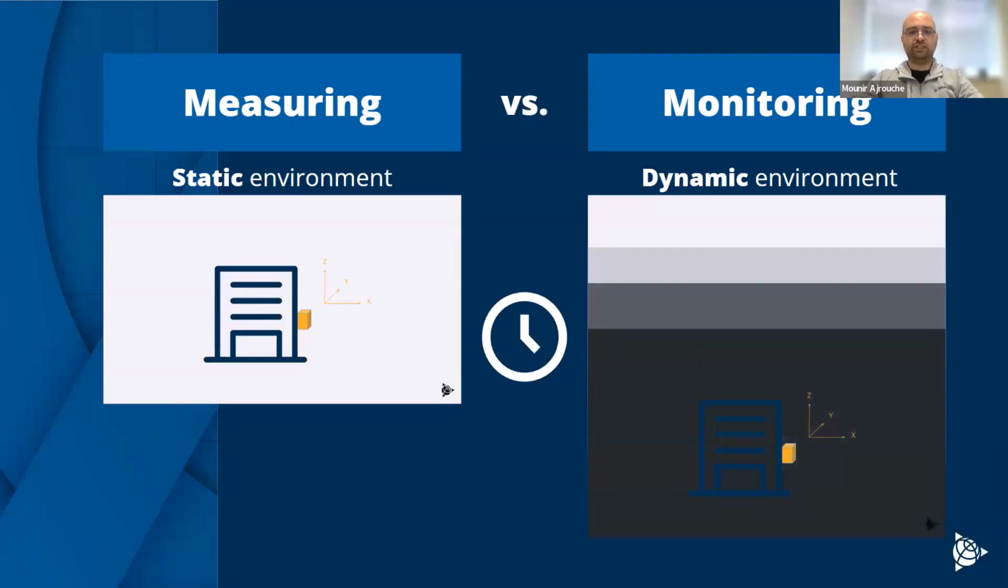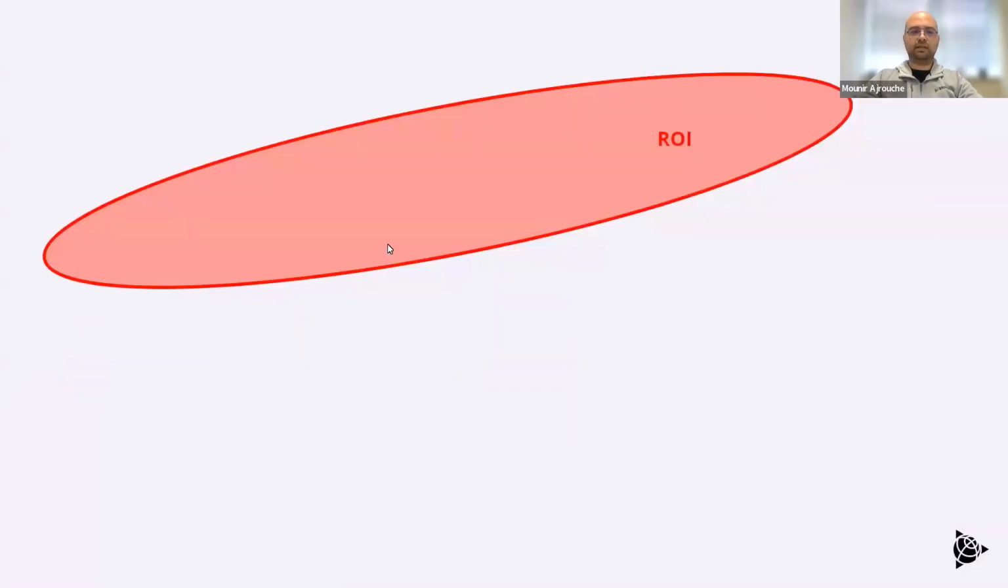The environment will be changing each time we make the observation because there will be some difference in some parameters like temperature and pressure. At the same time, as we talked about in part 1 and part 2 of this webinar series, we spoke about having a region of influence to monitor.